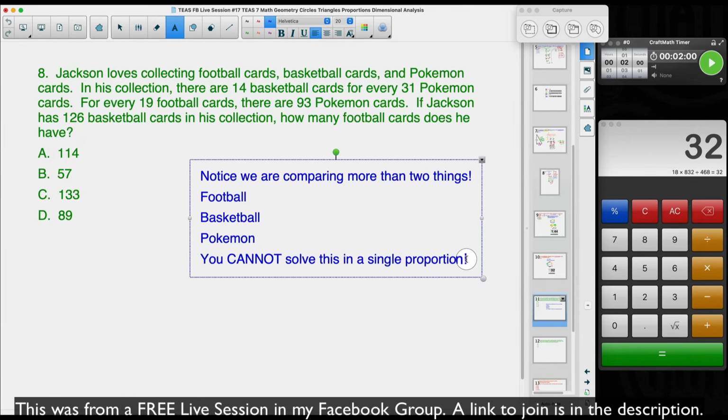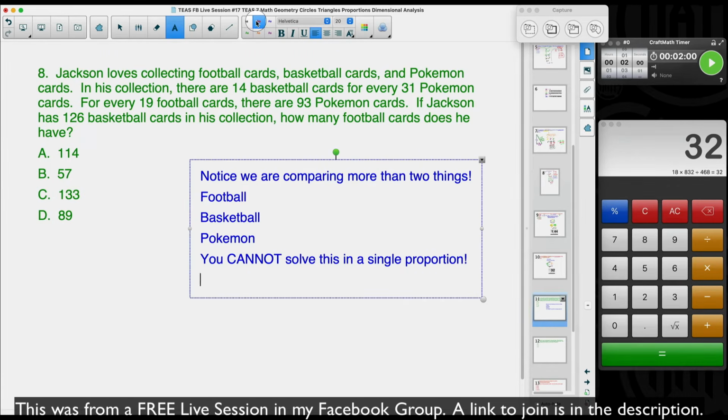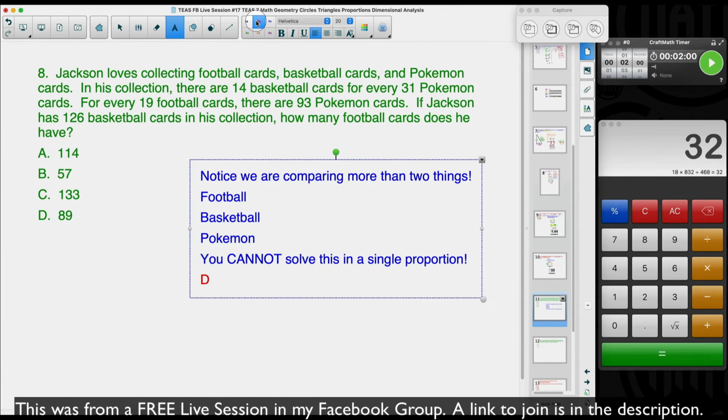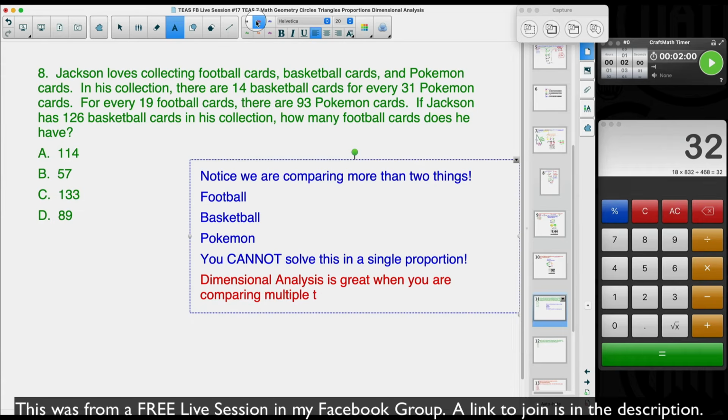And this is where dimensional analysis saves the day. Now, I got some other videos on this. It's going to be a little bit funky to begin with, but I'm telling y'all, if you don't like it or if you've never done it, I might be able to convert some of y'all in these last several problems. Dimensional analysis is great when you are comparing multiple things. I don't care how many things you're comparing.